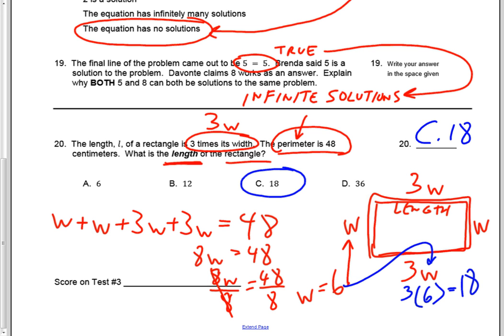How many people had 6 for an answer? You were halfway there. Where'd you get the 8? This was the section that a lot of people had trouble with.